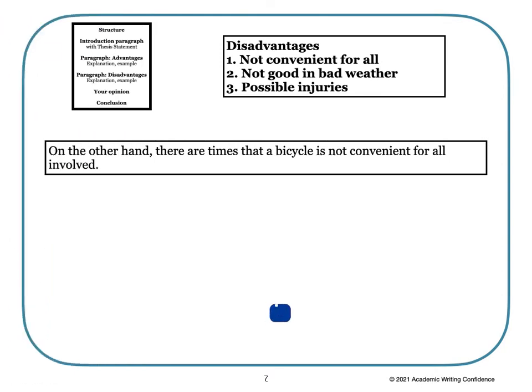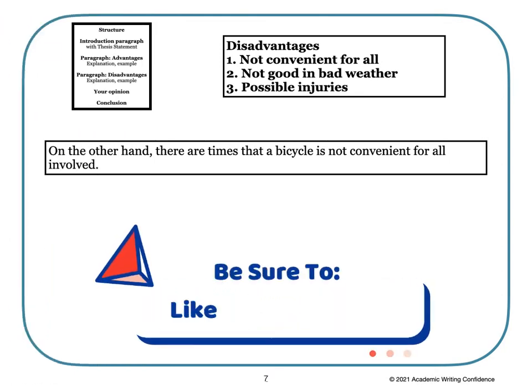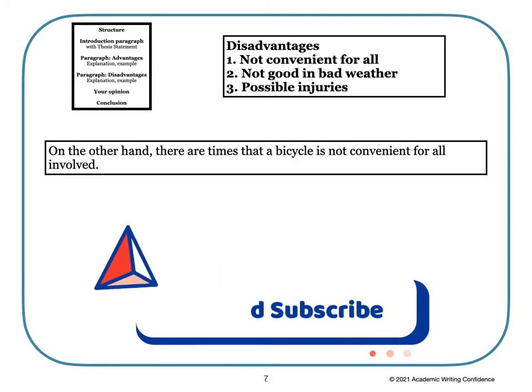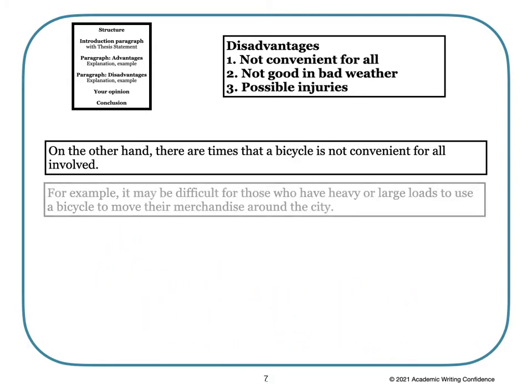Now let's write the paragraph about the disadvantages. On the other hand, there are times that a bicycle is not convenient for all involved. It is often a good idea to add an example to help to develop your paragraphs. For example, it may be difficult for those who have heavy or large loads to use a bicycle to move their merchandise around the city.